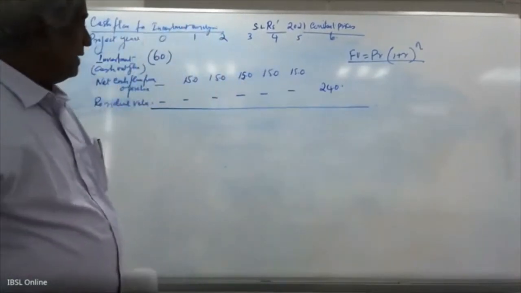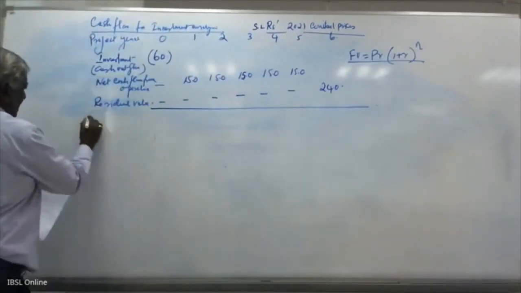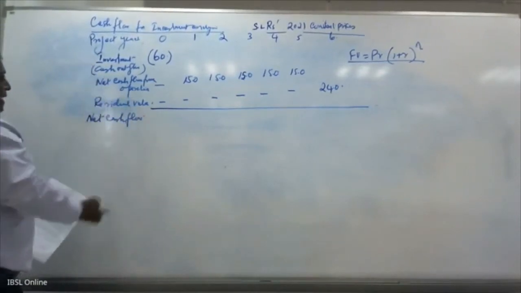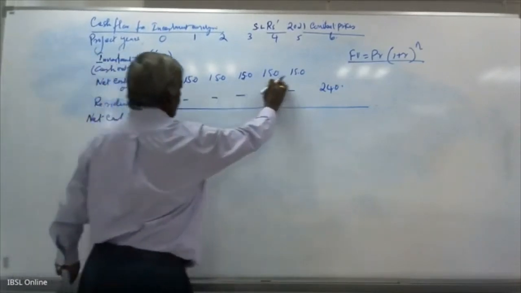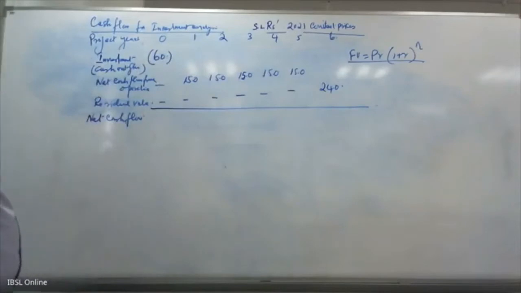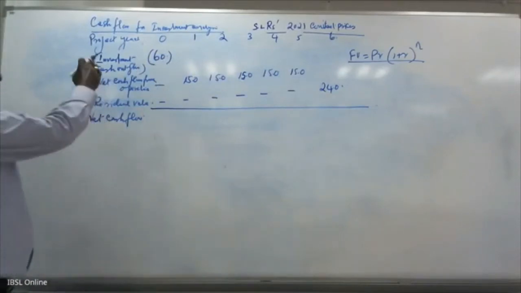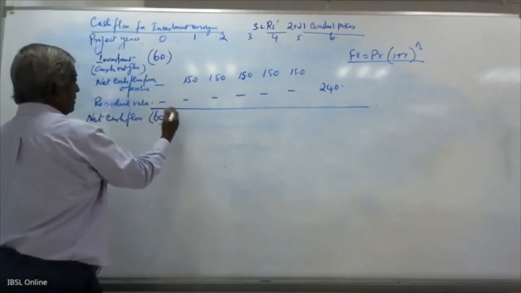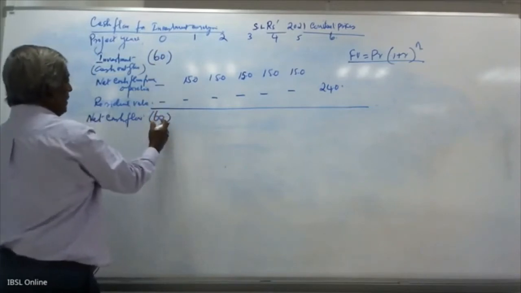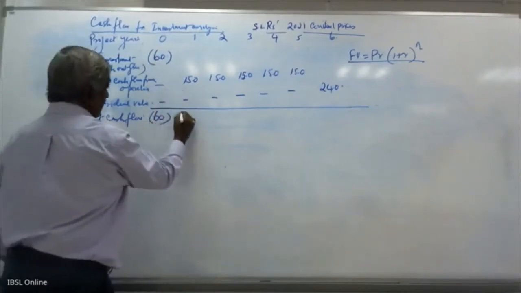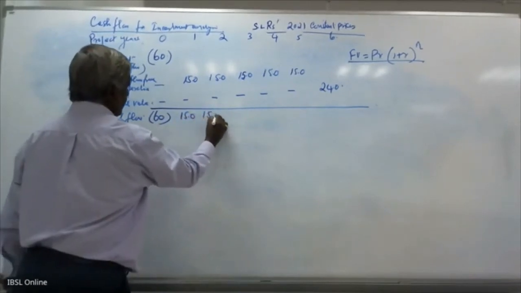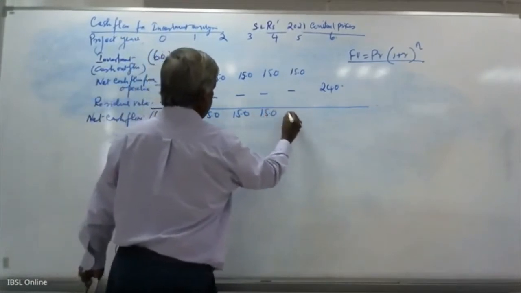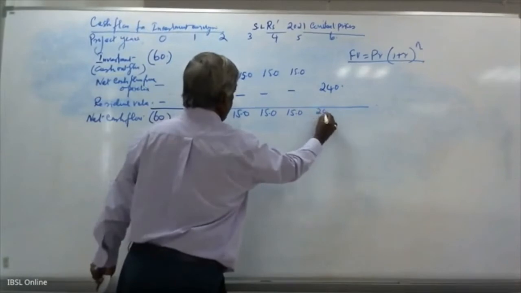Now see the net cash flow. This is a simplified cash flow for investment analysis, which you are extracting from your other financial cash flow, the net cash flow. So you add up: 60 minus, that is the investment. Always in this one, the investment will come as a negative value, then 15 million, 15 million, 15 million, 15 million, 15 million, 24 million.